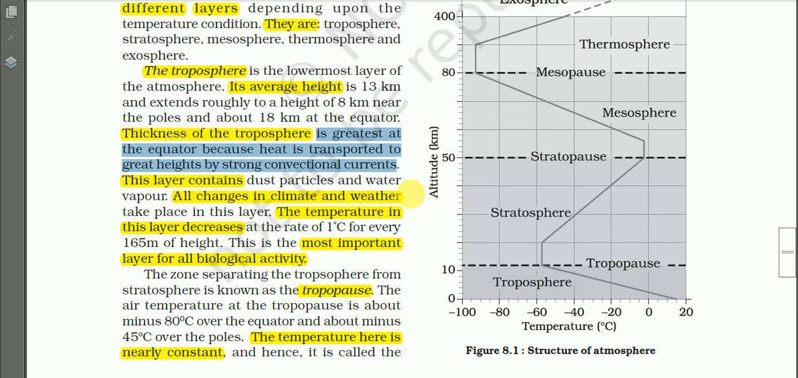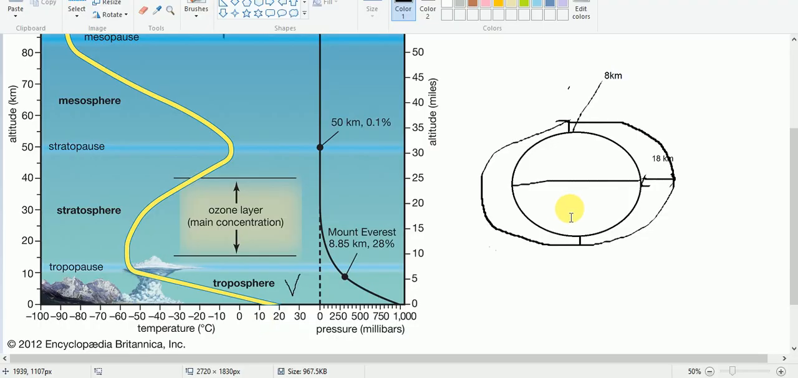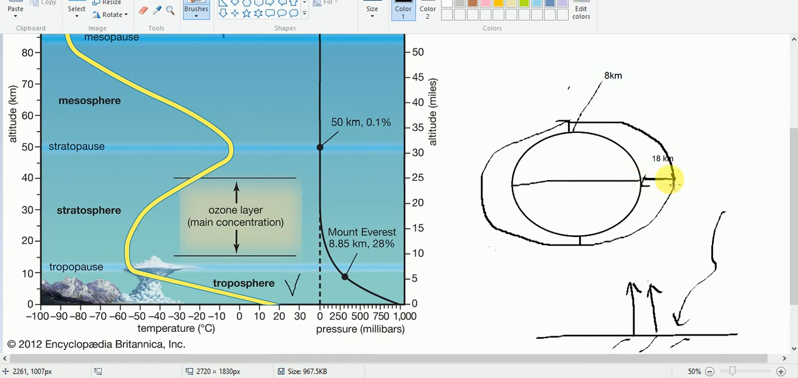Why is the thickness of the troposphere greatest at the equator? Because heat is transported to great height because of the strong convectional currents. Convection current, do you remember? When the surface of the earth is heated by sunlight, the heated air will rise upwards, and because of this rising of the hot air along the equator, the thickness is the greatest. That is the point mentioned there.